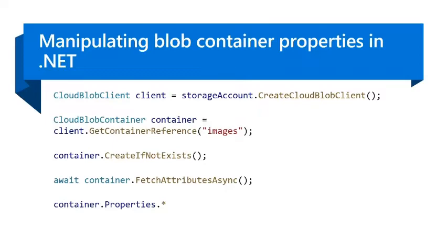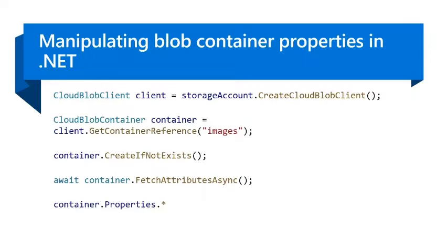With a hydrated reference, you can perform actions such as fetching the properties and metadata of the container by using the fetch attributes async method of the cloud blob container class. After the method is invoked, the local variable is hydrated with values for various container metadata. This metadata can be accessed by using the properties method of the cloud blob container class, which is of the type blob container properties.